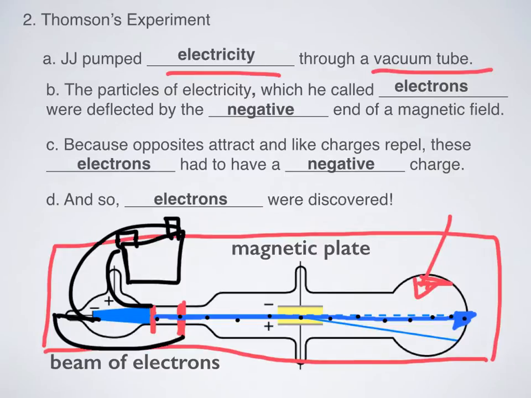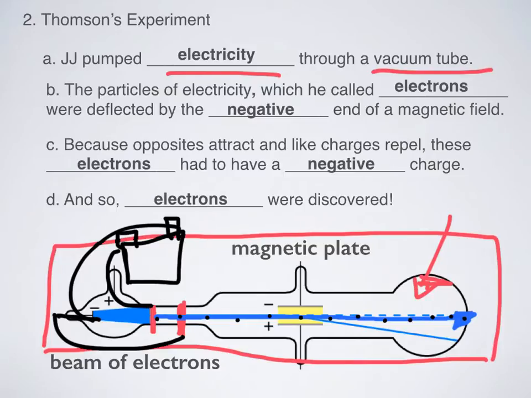Now obviously, again, no one knew what electrons were, no one knew that atoms were made of smaller things, but what he decided to do is to test what these things were actually made out of, these tiny little, sort of weird beam-like particles that are traveling from one end of the tube to the other.